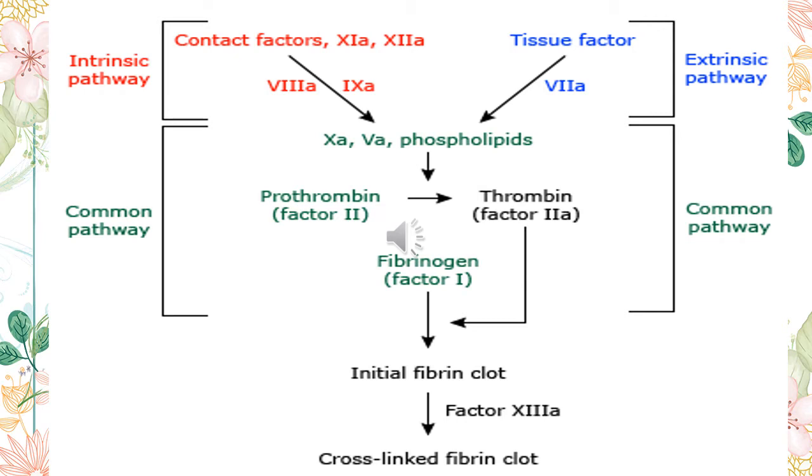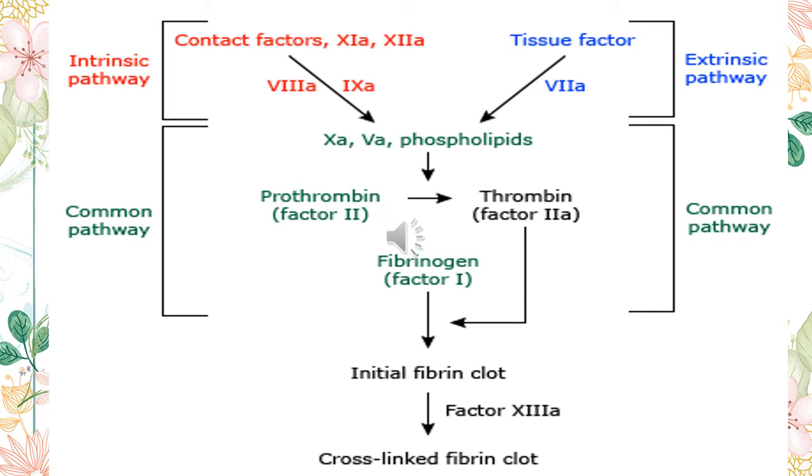There are two main pathways for coagulation system activation. The extrinsic pathway, which is composed mainly of the tissue factor, which is factor 7. When it's activated by the exposure of the subendothelial matrix or the perivascular adventitia exposure, it causes activation of factor 7. The activated factor 7 here directly activates factor 10, which subsequently activates factor 5, and subsequent activation of factor 2, the common pathway. This is called the extrinsic pathway.